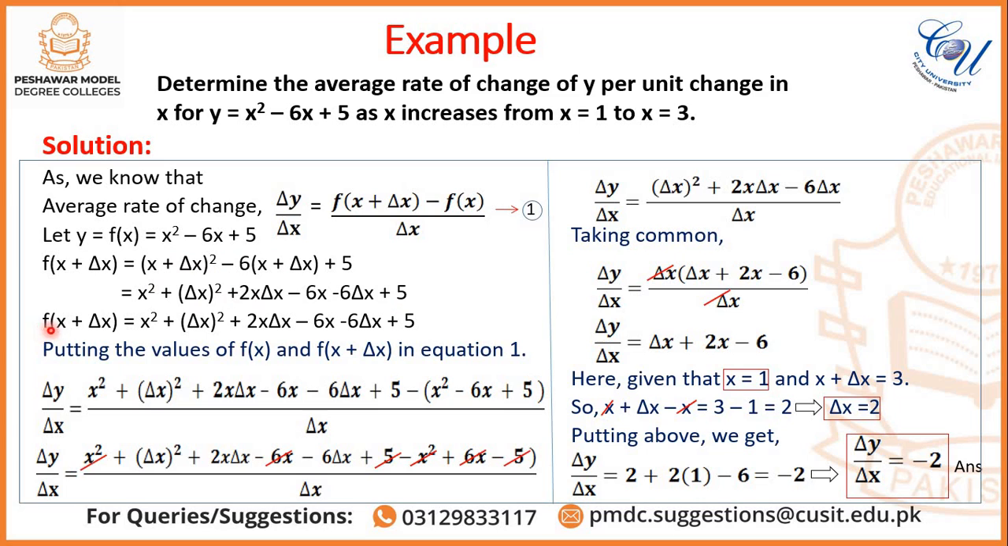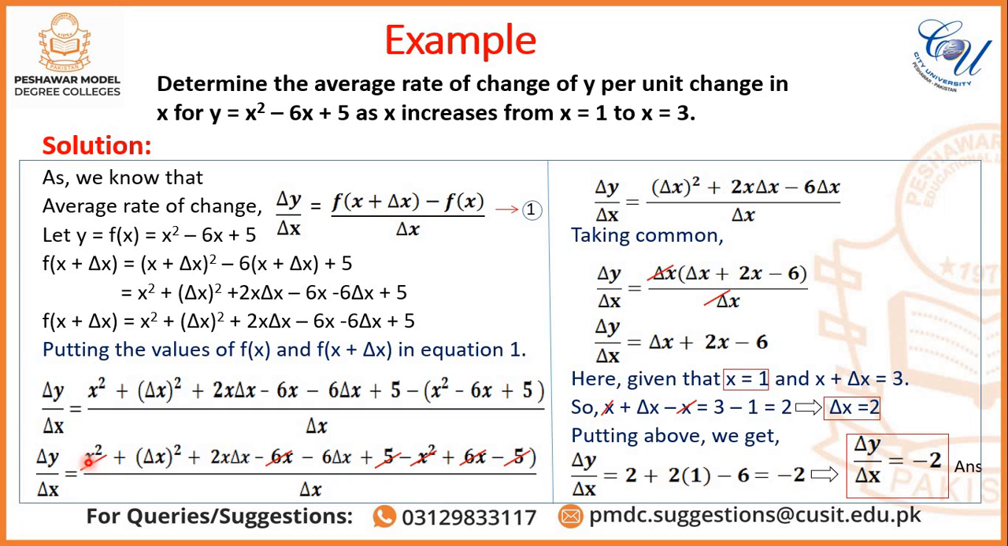So we got the value of f(x + Δx). Now putting the values of f(x) and f(x + Δx) in equation number 1, we get Δy/Δx = (x² + Δx² + 2xΔx − 6x − 6Δx + 5 − (x² − 6x + 5)). Now we are multiplying this negative sign inside the bracket, so we got this result.